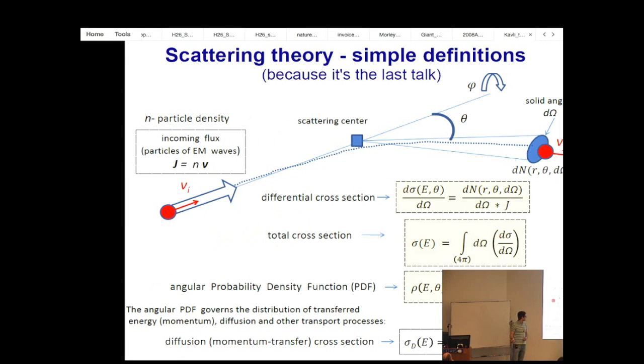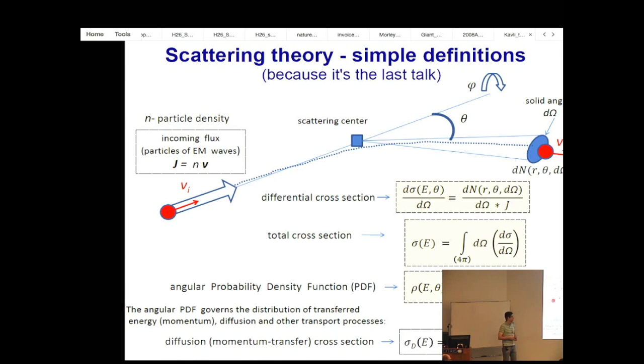So, since it's the last talk, I'll put this slide on. So in terms of what I usually mean by cross-section, what everybody means is that we have some sort of flux, particles or photons. There's a scatterer, they scatter, and we observe it in some solid angle. And typically this would give us a number, a surface.